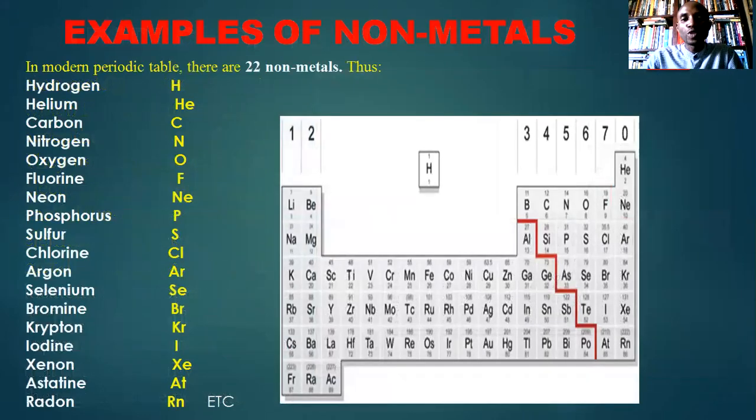Now, examples of non-metals are these. We have 22 of them in the modern periodic table. Some of the examples are hydrogen, helium, carbon, nitrogen, oxygen, fluorine, neon, phosphorus, silicon, sulfur, chlorine, argon, selenium, bromine, and others. So from that diagonal line, right-hand side, you can name as many elements as you want. But we targeted that by the end, you can name at least 5. Here we have many of them, 22 nonmetals in the modern periodic table.